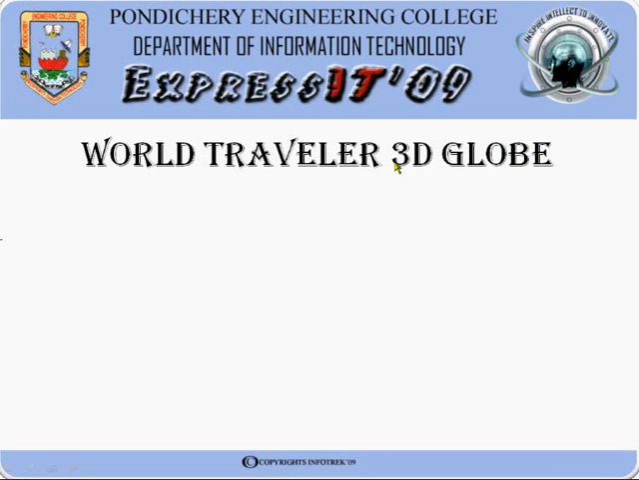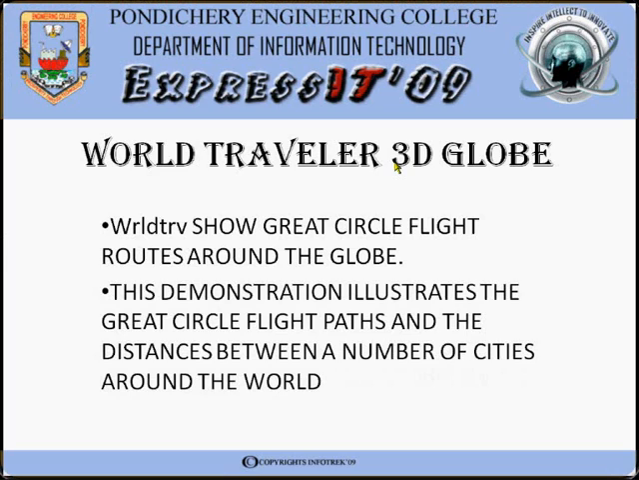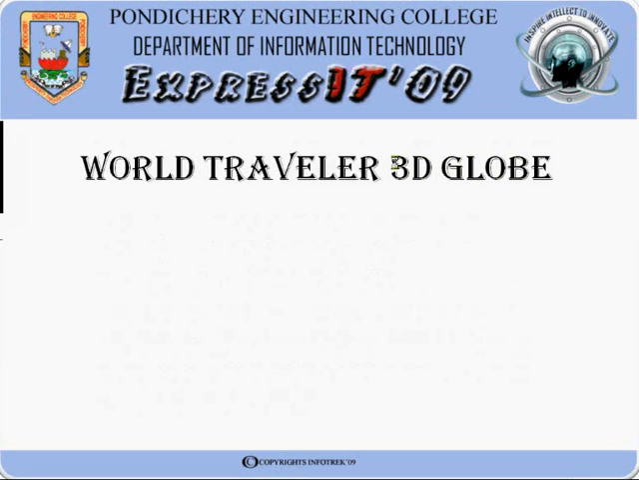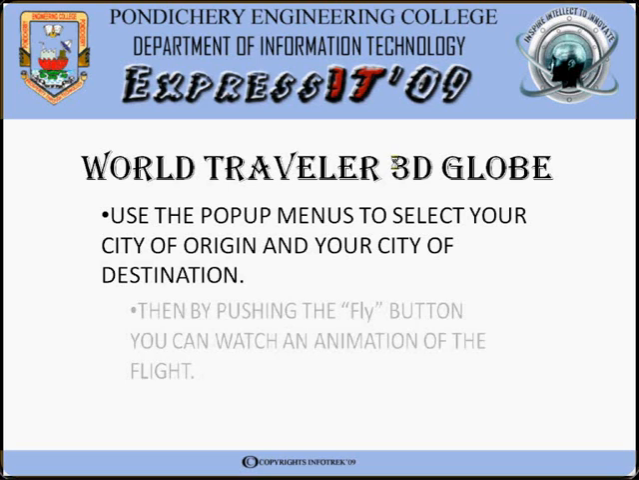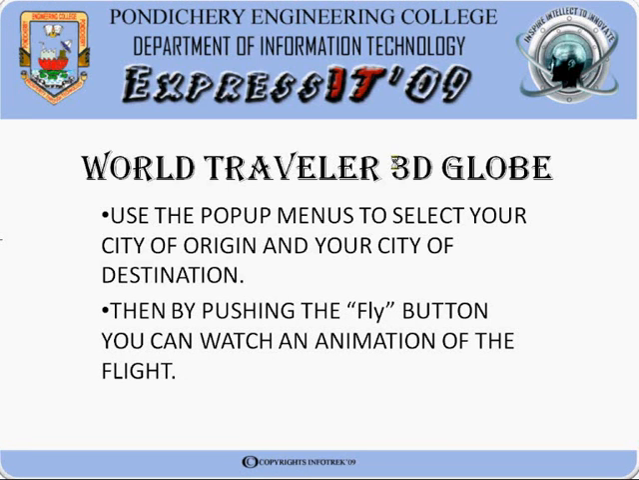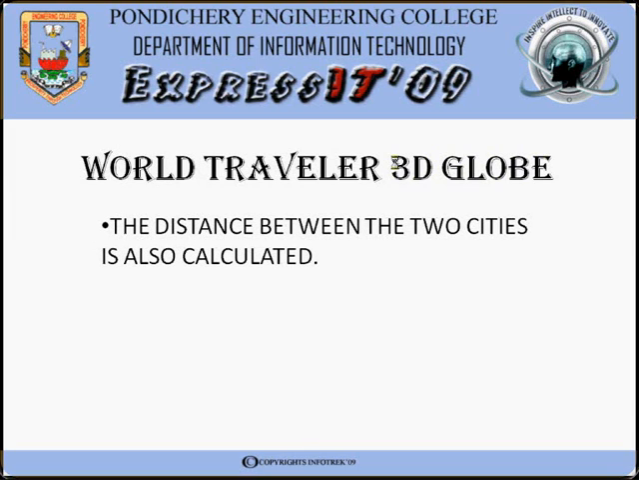World Traveler 3D Globe. This function shows great circle flight routes around the globe. This demonstration illustrates the great circle flight paths and the distance between a number of cities around the world. Use the pop-up menus to select your city of origin and your city of destination. Then, by pushing the fly button, you can watch an animation of the flight. The distance between the two cities is also calculated.